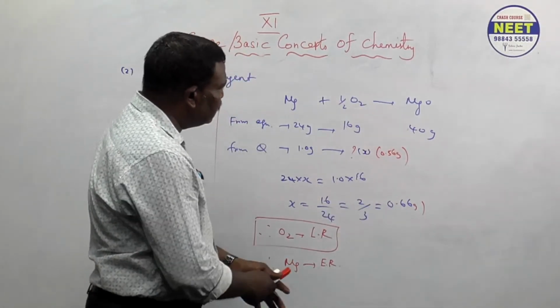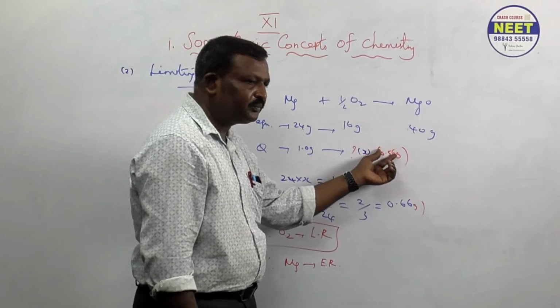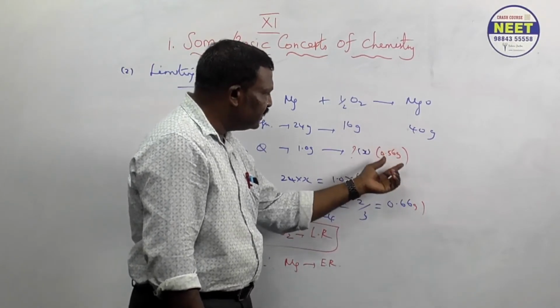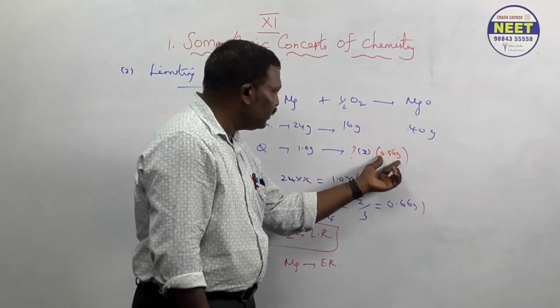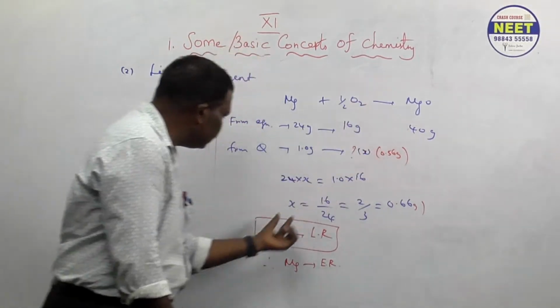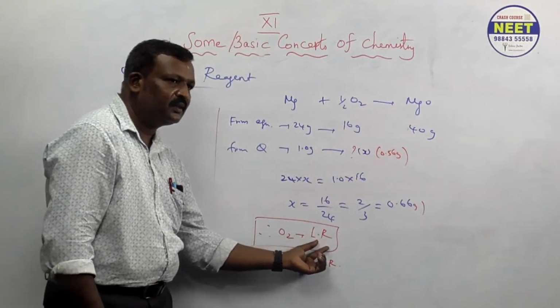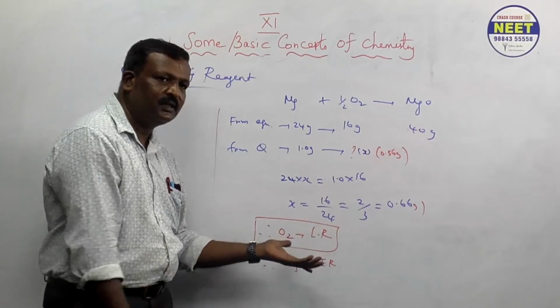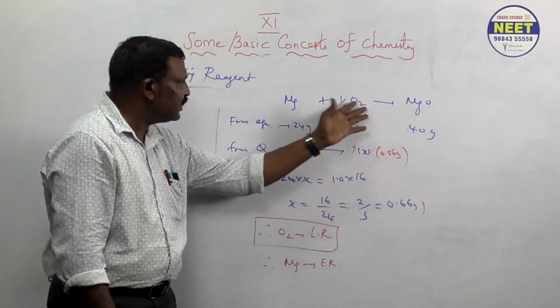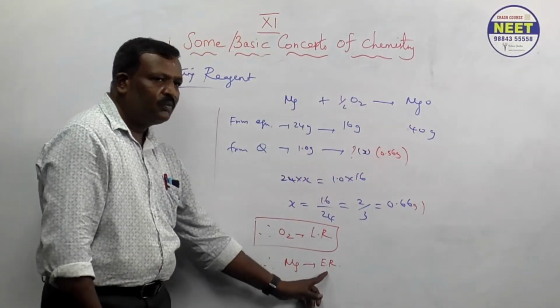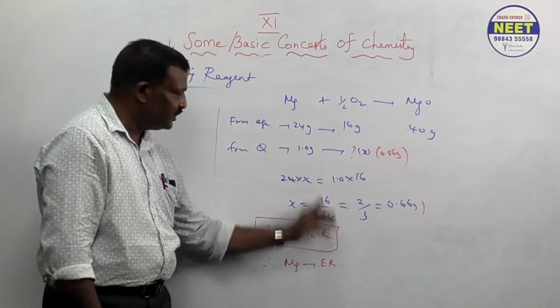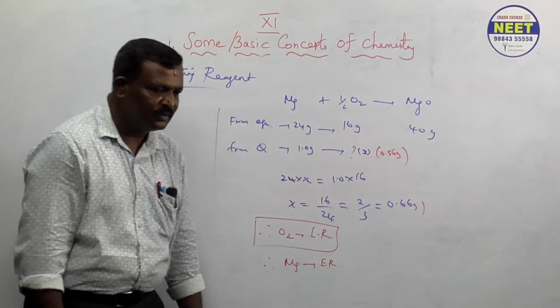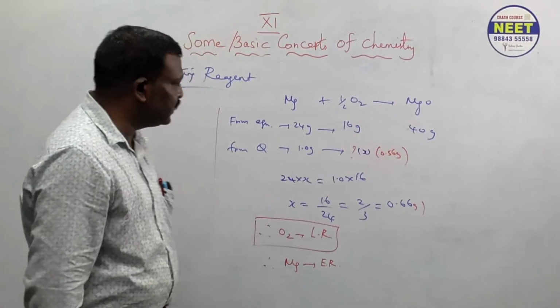The question is given, and compared to this, the required amount is less. Therefore O2 is the limiting reagent. Less amount is called the limiting reagent. O2 is the limiting reagent means automatically Mg is what? Excess reagent, automatically. Understood? This is the first part of the sum.